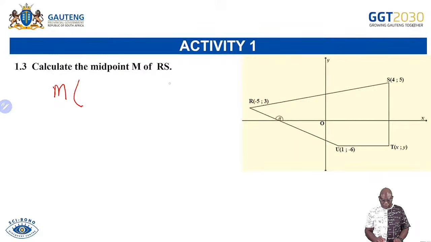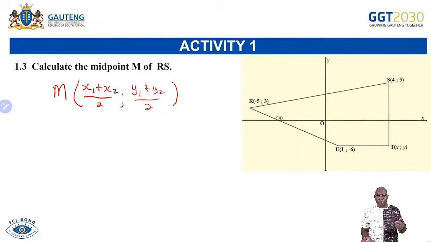Then from there I'll have the bracket. Then first I'll have the x1 plus x2 over 2. The other one will be y1 plus y2 over 2. It's good that you write down the formula, and then from there you go and substitute.